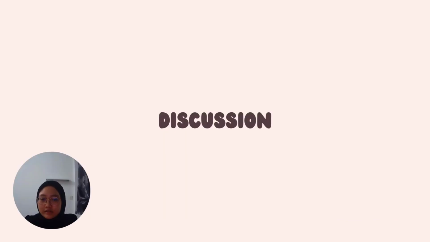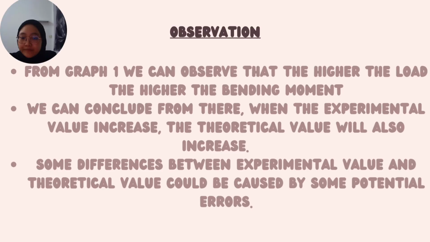So these are the discussions that can be made from this experiment. From the observation of graph 1, we can see that the higher the load, the higher the bending moment. We can conclude that when the experimental value increases, the theoretical value will also increase. The small differences between the experimental value and the theoretical value could be caused by potential errors such as zero errors and systematic errors.